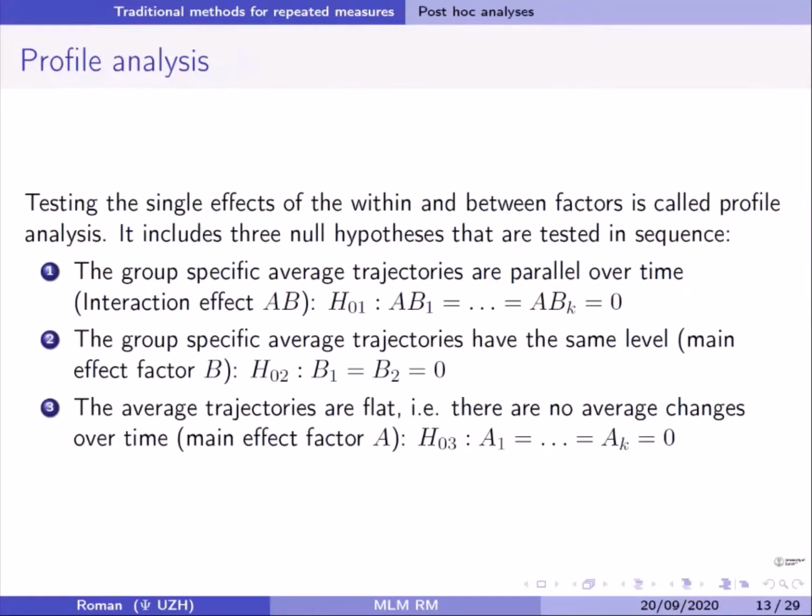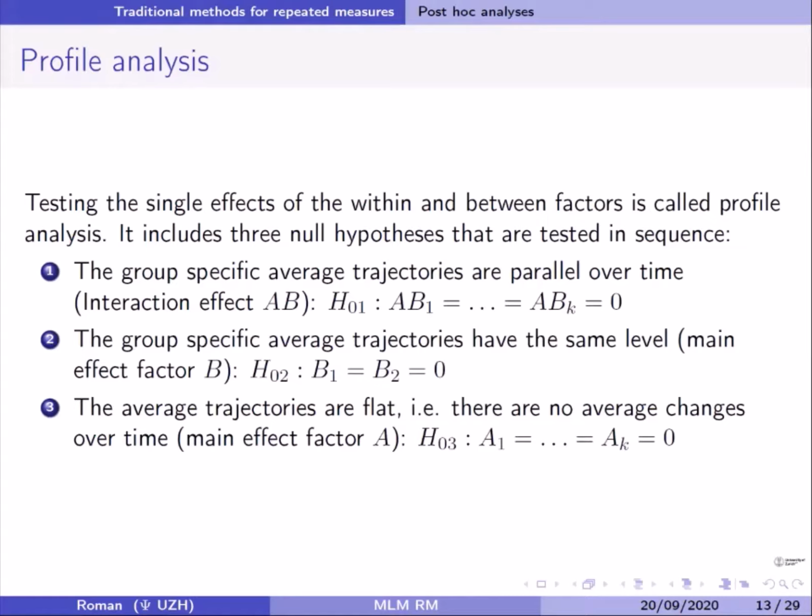Profile analysis is another option. This is testing the simple effects of the within and between factors and is called profile analysis. It includes 3 null hypotheses that are tested in sequence. This is important. First, the group-specific average trajectories are parallel over time. So this is our interaction effect of our within and between subjects effect.